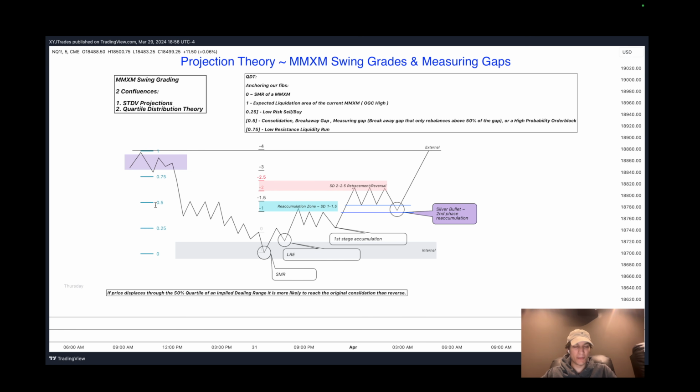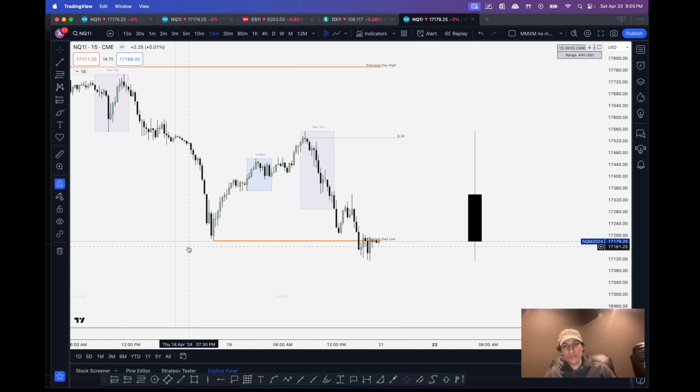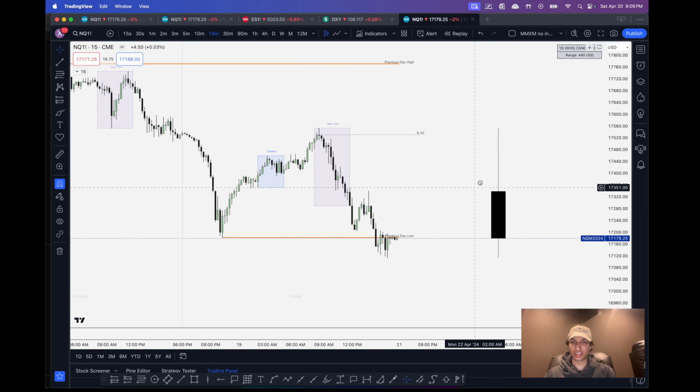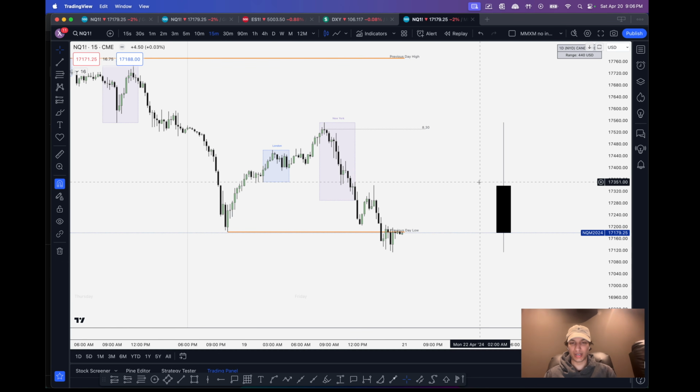displacement through it. Okay, so now that we understand some of these concepts, let's get into a chart and look at how we can use these swing grades and measuring gap theory in combination, using a real walkthrough of price action on Friday. So here I have a blank chart of last Friday's price action.